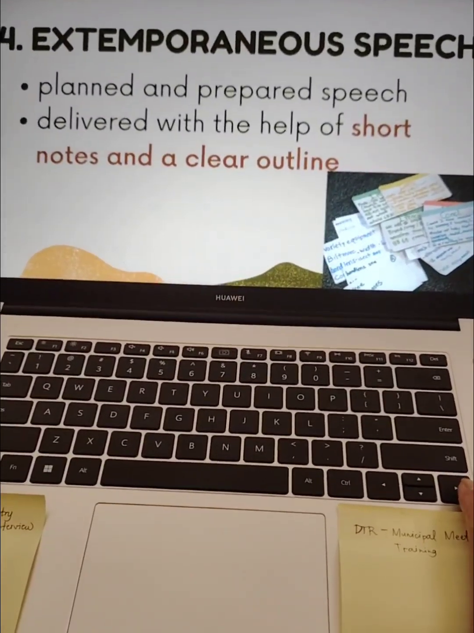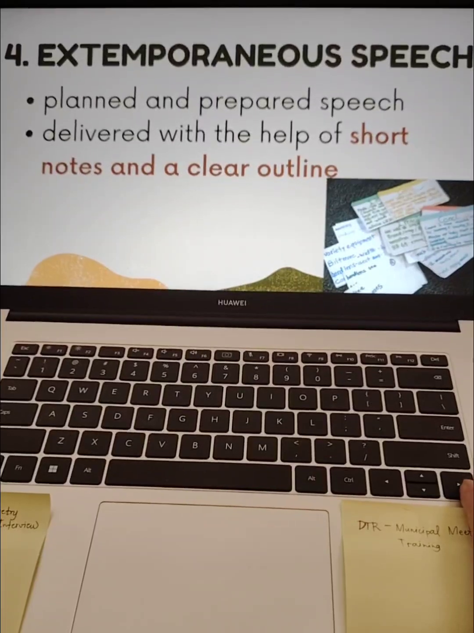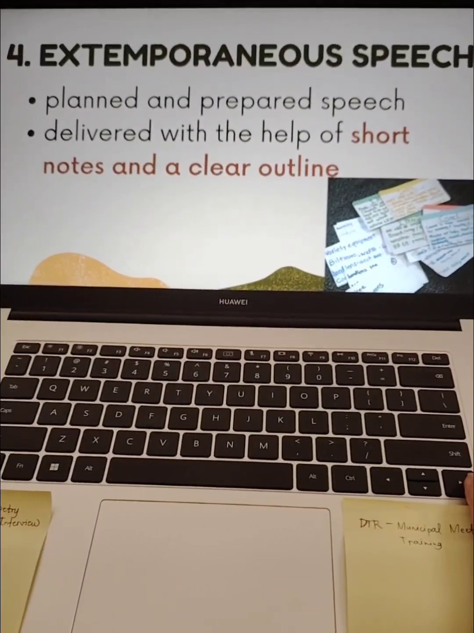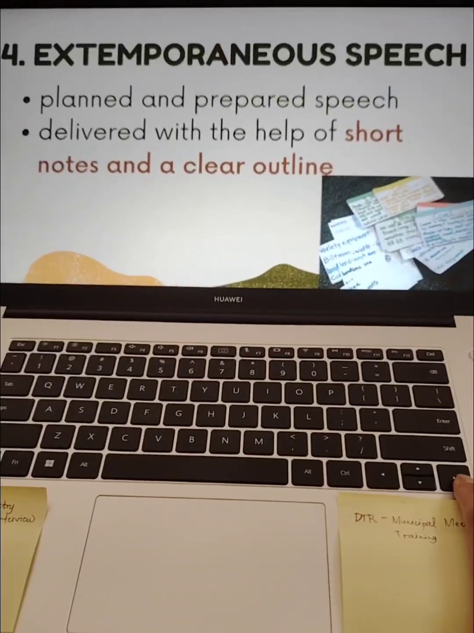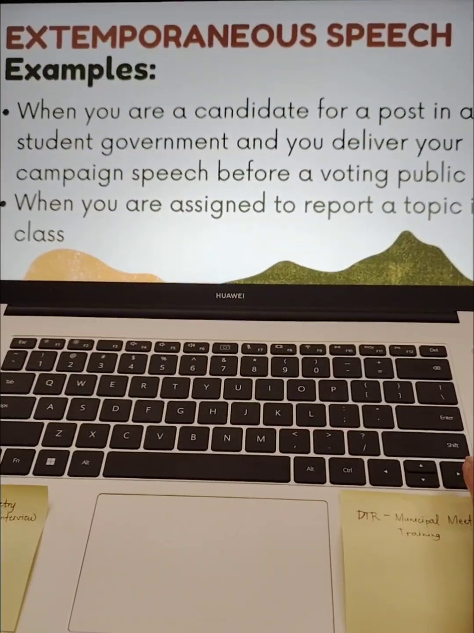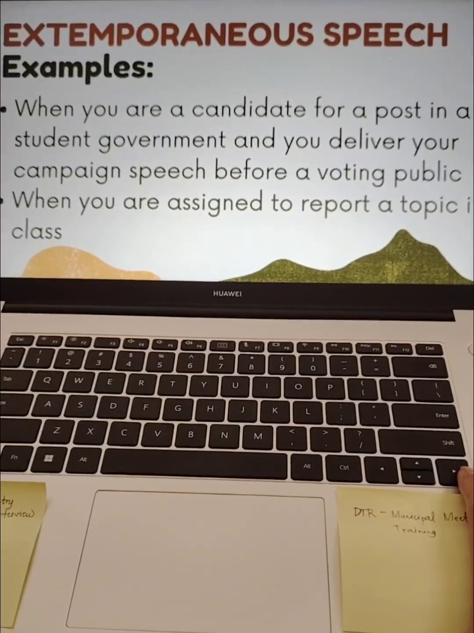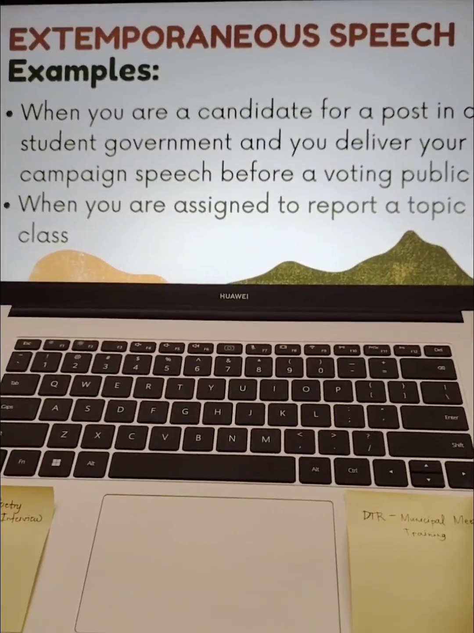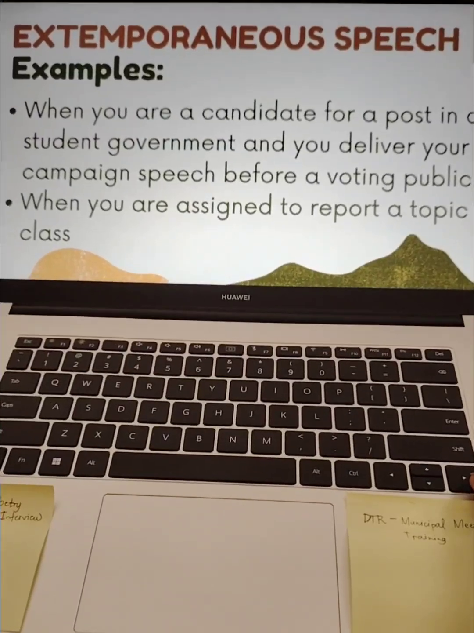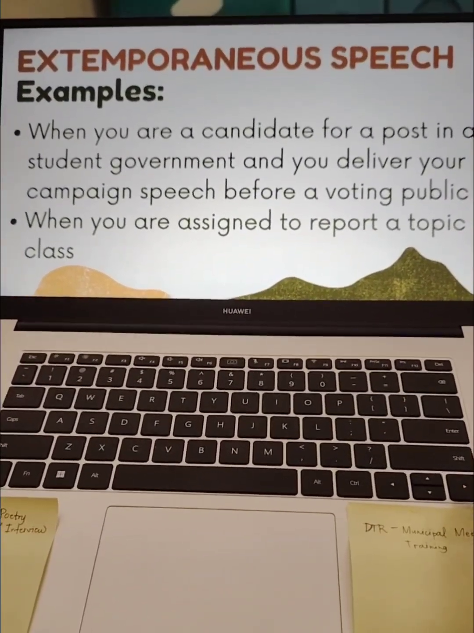And lastly is extemporaneous. I just want to emphasize, just like what I did last time, that when we say extemporaneous, you should plan and prepare for this speech. Thus, I have highlighted during our discussion that an example of extemporaneous speech is reporting. And since it's extemporaneous, you have to plan and prepare for that.